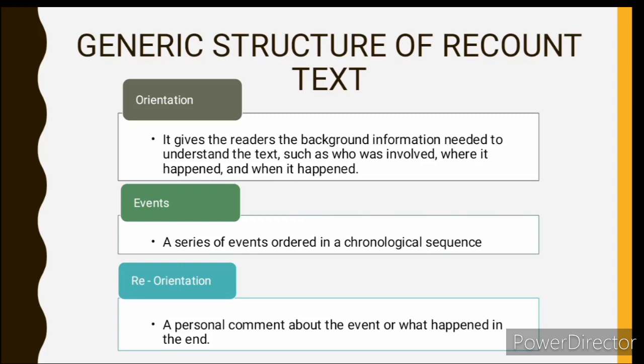And here is the generic structure of recount text. They are orientation, events, and reorientation. In orientation, it gives the readers the background information needed to understand the text, such as who was involved, where it happened, and when it happened. And events, a series of events ordered in a chronological sequence. In reorientation, a personal comment about the events or what happened in the end.